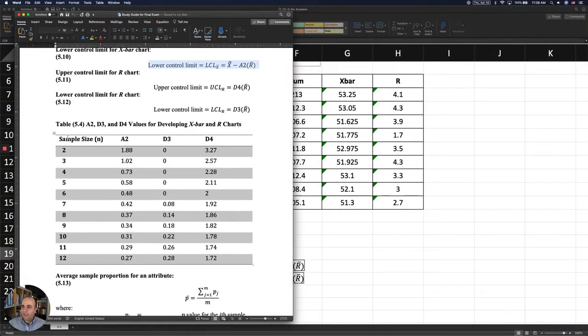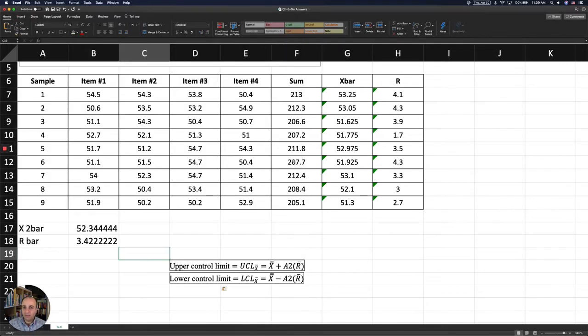You see that in this table, I have different values for A2, D3, and D4 based on sample size. One thing that is very important here is to note that our sample size is 4, it is not 9. This is a very common mistake: you just look here and say, okay, we have samples from 1 to 9, so my sample size is 9. Sample size is the size of each sample, how big or how small is each sample. Each sample here has 4 observations, meaning that the sample size is 4. So it's a good idea to take a note of that. Sample size, or N, is 4 here.